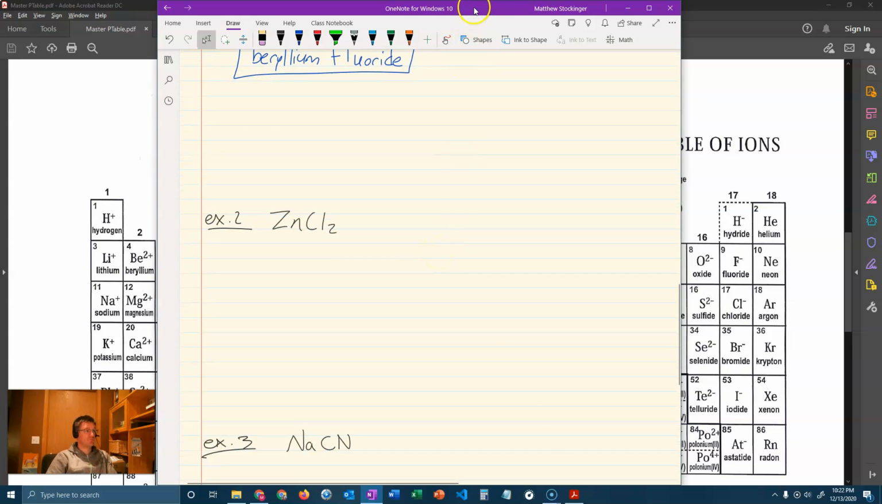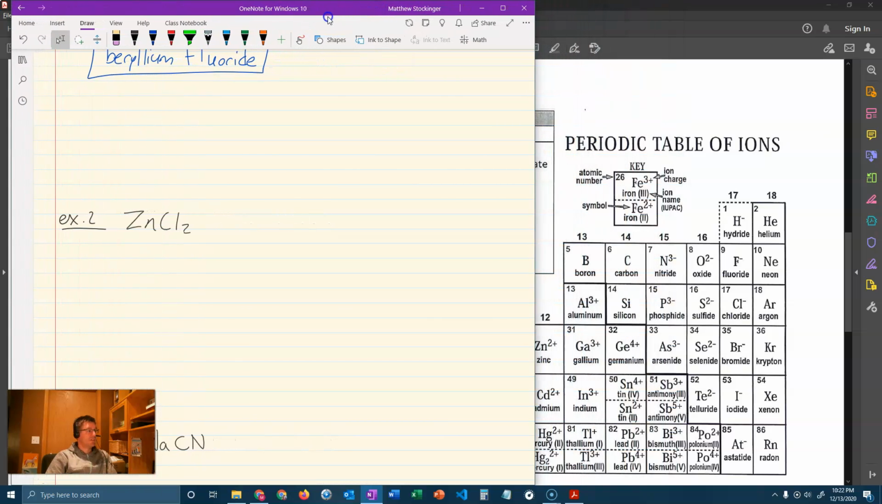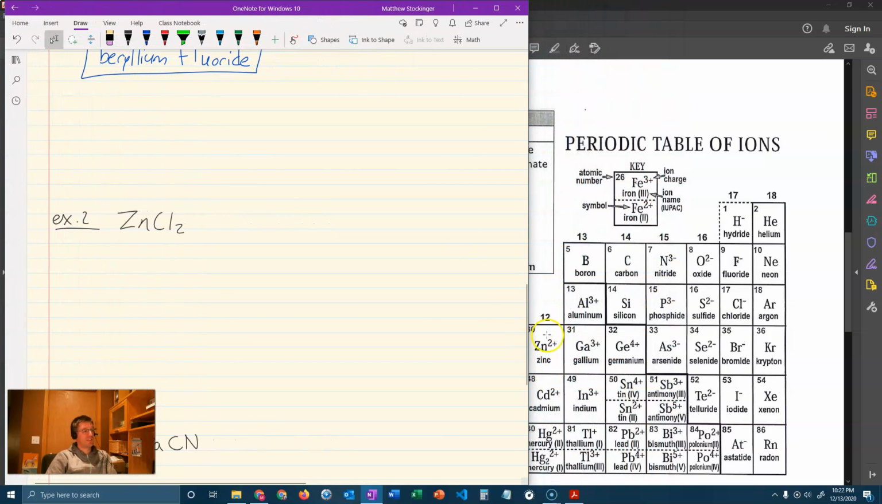ZnCl2. This time I'll move my notes over, and just peeking out there in group 12 you can see Zn is zinc. That is a metal, so we get to keep going with our rules here. This is not covalent. I'll write down zinc. Cl is chloride, because it's a single element anion. And now zinc is a transition metal, but only one charge. So I don't need to put the Roman numeral in there because it's only 2+. And we're done again. Zinc chloride.